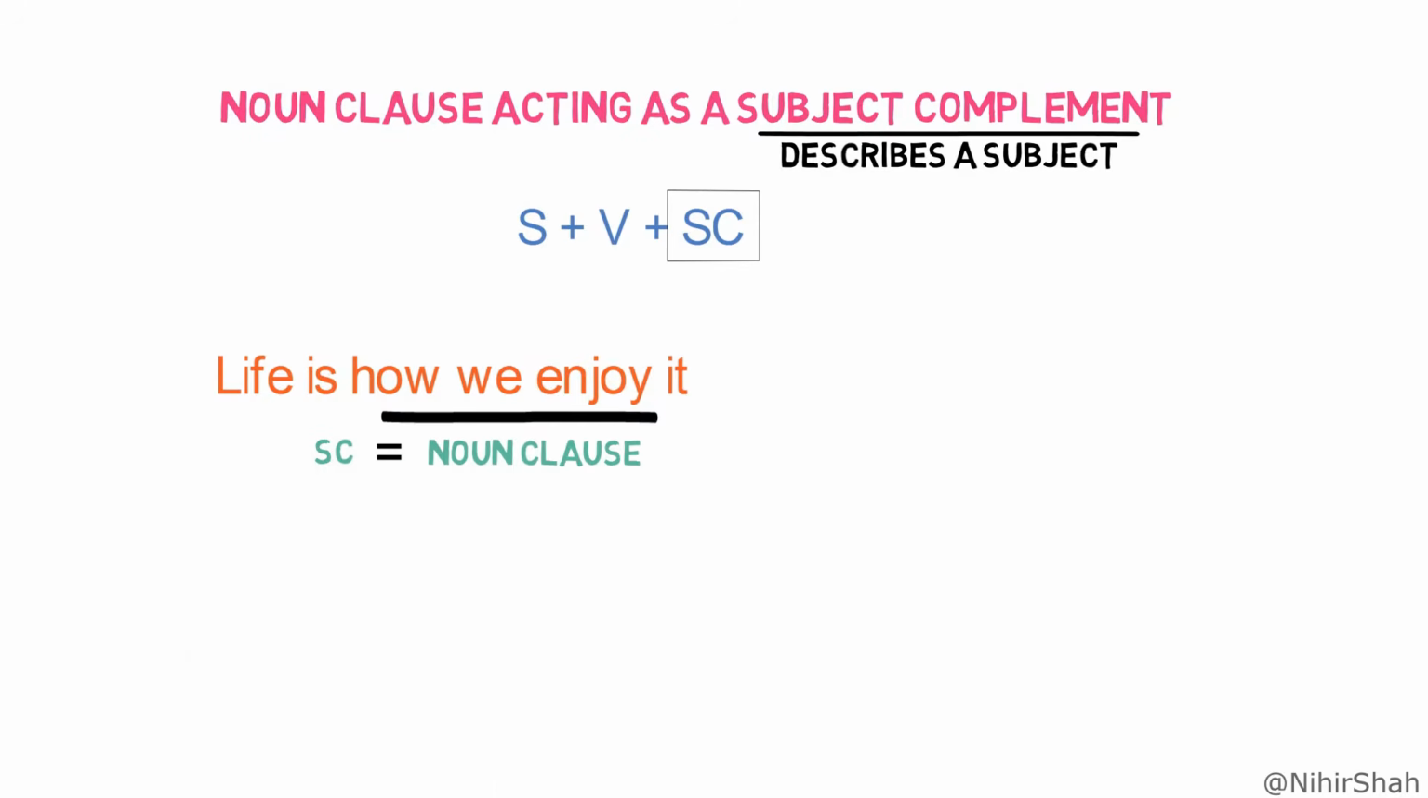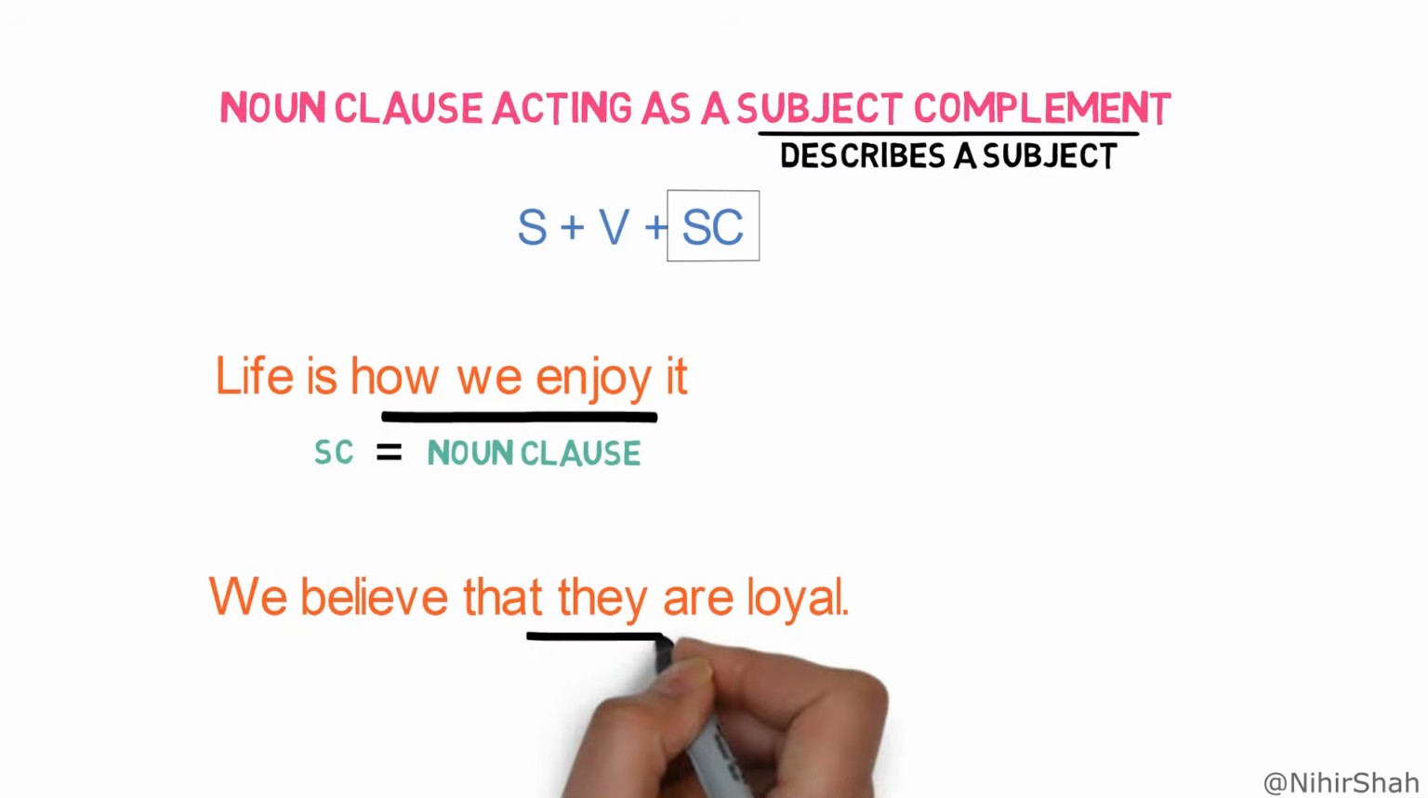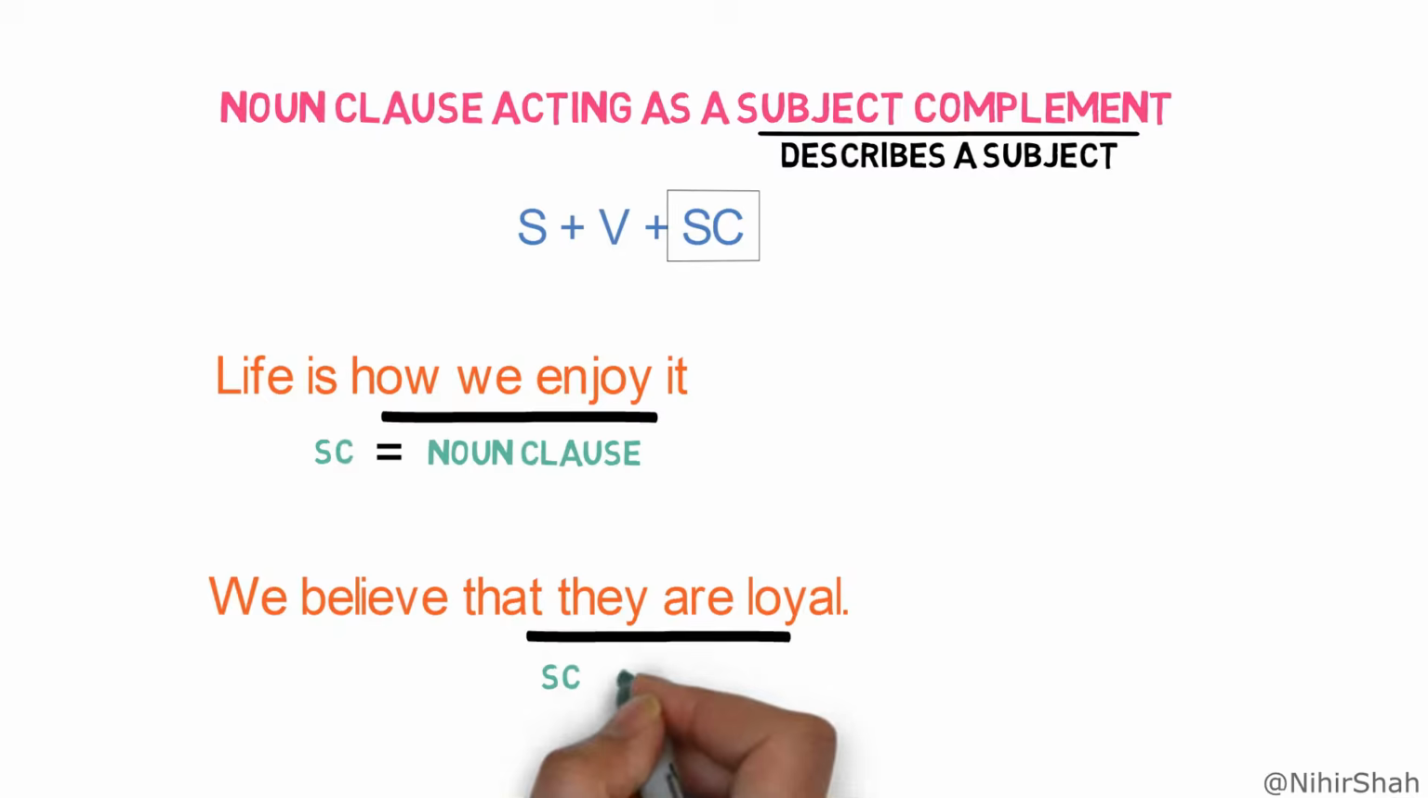One more example could be, we believe that they are loyal. Here, that they are loyal is acting as a subject complement. So in this way, a noun clause can act as a subject complement in the sentence.